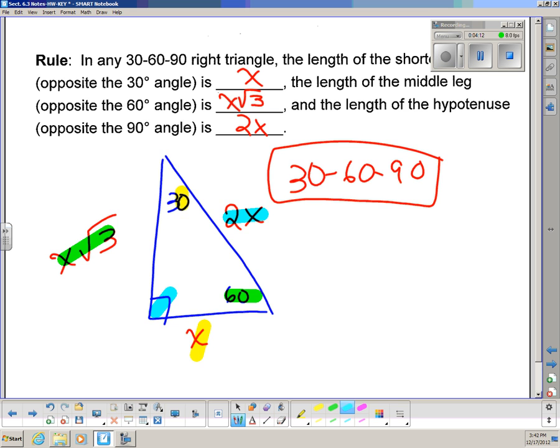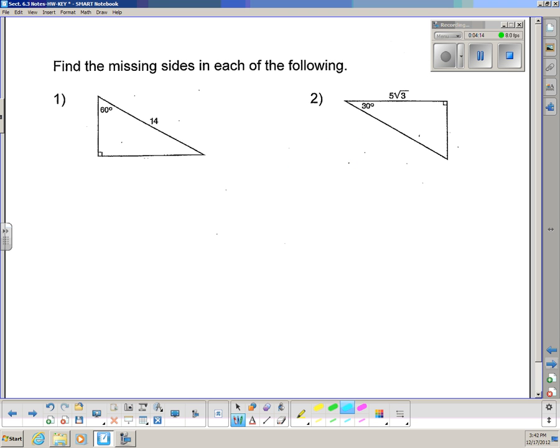So let's try and do some math here. Find the missing sides. Just like 45, 45, 90s, I think it's really important that you label all the way around.